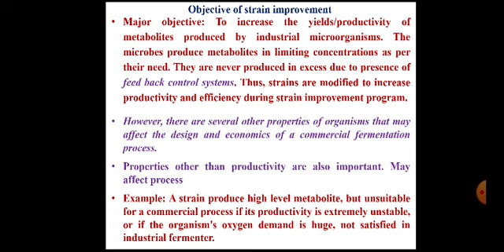Or if the organism's oxygen demand is very huge, the organism is having good productivity, but you have to supply a lot of oxygen in order to make that organism produce the desirable metabolite. Then you are consuming a lot of oxygen there. There will be a huge demand of oxygen which is not affordable by the fermentation industry, or that cannot be satisfied in an industrial fermenter. So here, the property which is affecting the yield is the oxygen demand.